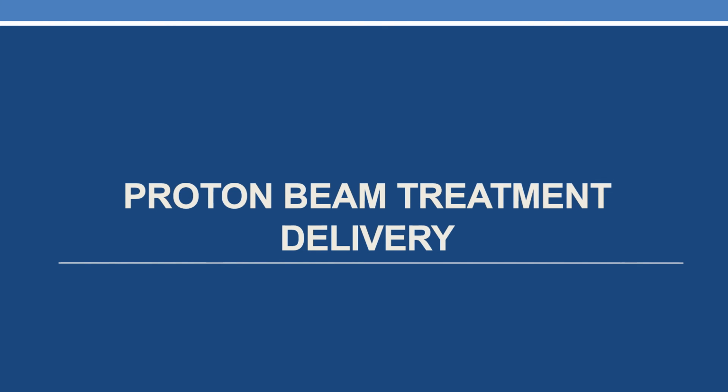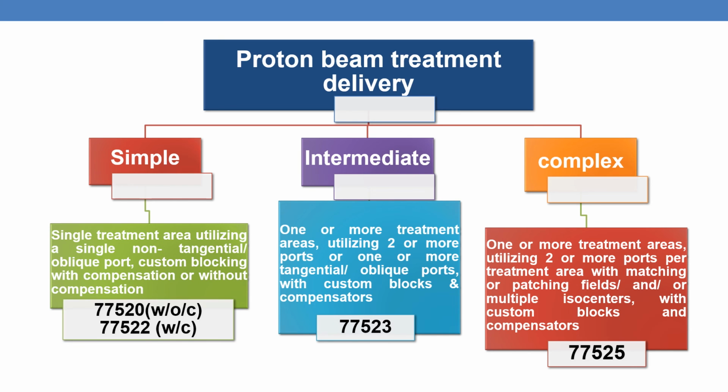Now coming to proton beam treatment delivery. The types of proton beam treatment delivery can be simple, intermediate or complex. Simple involves a single treatment area utilizing a single non-tangential oblique port, custom blocking with compensation or without compensation. 77520 is reported for without compensation and 77522 is reported for with compensation, simple proton beam delivery.